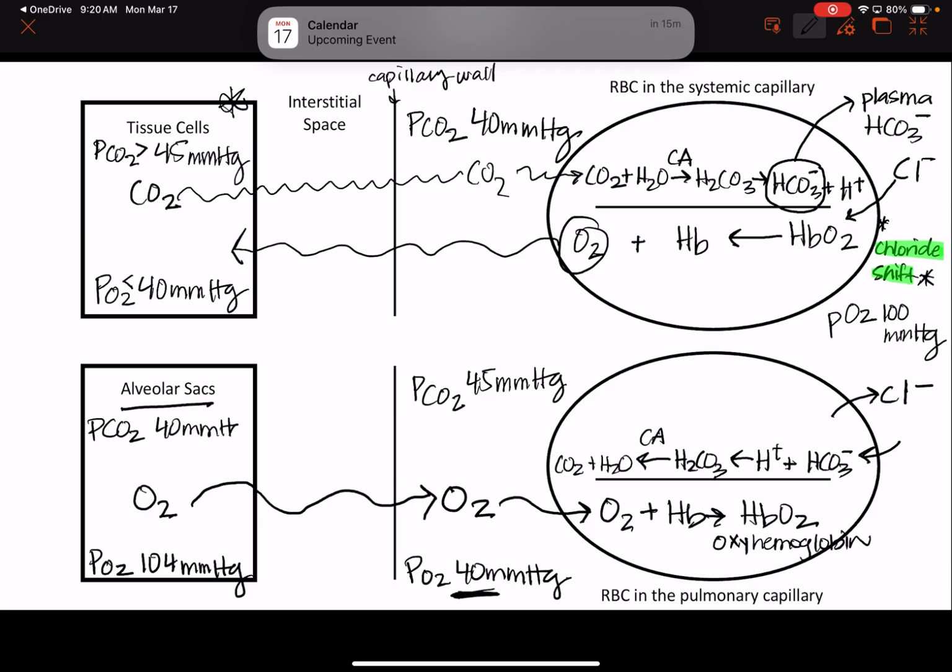So which way is CO2 going to want to move? Towards the blood or towards the alveolar sacs? So we take that CO2, and now we're going to transfer it over, eventually, back into the alveolar sacs, and then we breathe it out into the atmosphere.